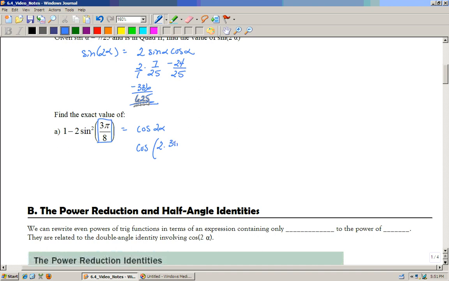2 times 3 pi over 8, that's the same thing as cosine of, when you reduce this, 3 pi over 4. Cosine of 3 pi over 4 is in the second quadrant, so cosine is negative. 3 pi over 4 has a reference angle of pi over 4, so that reduces down to negative square root of 2 over 2. And that's it.